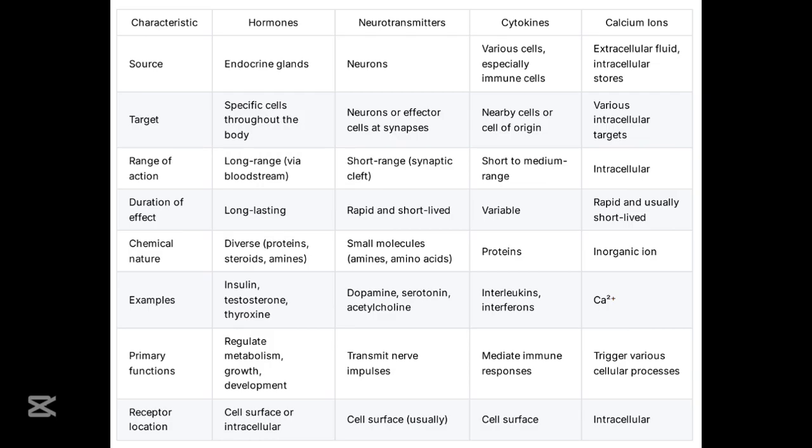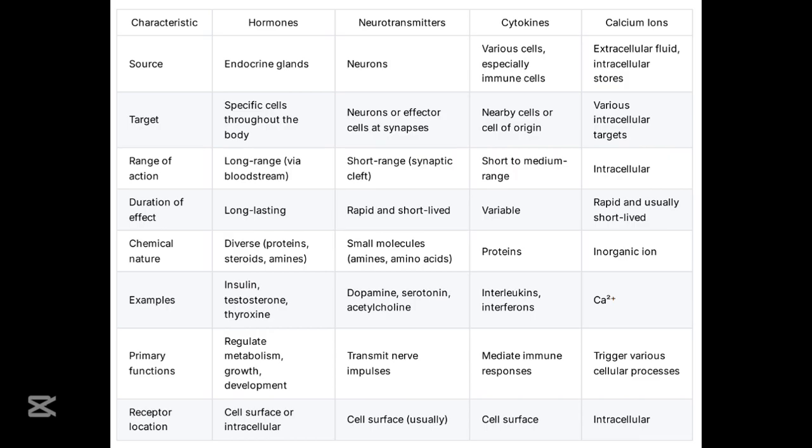Okay, I like that. And in the animal body, we have 4 main categories of signaling molecules. Hormones, neurotransmitters, cytokines, and calcium ions. That's a lot to keep track of. Don't worry. We'll break it down. So hormones are like the postal service, carrying messages over long distances through the bloodstream. Right. Think about insulin regulating blood sugar levels throughout the body. So that's long-distance communication.